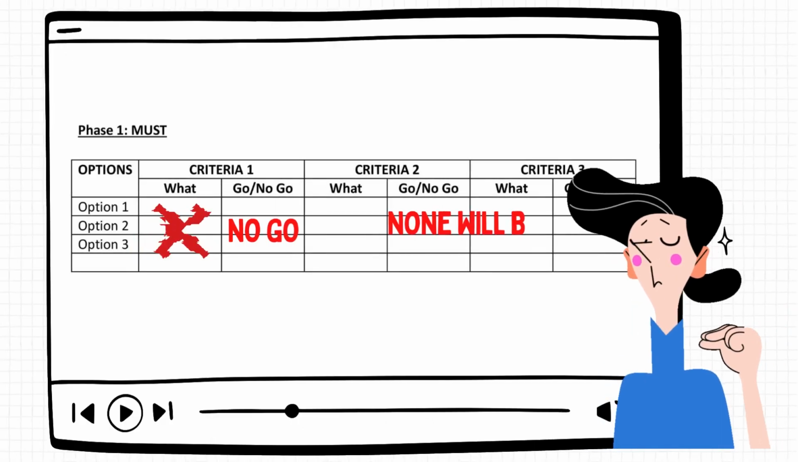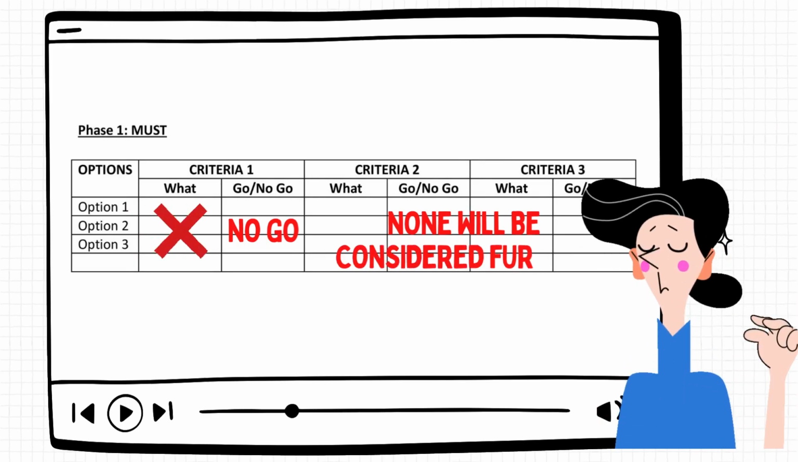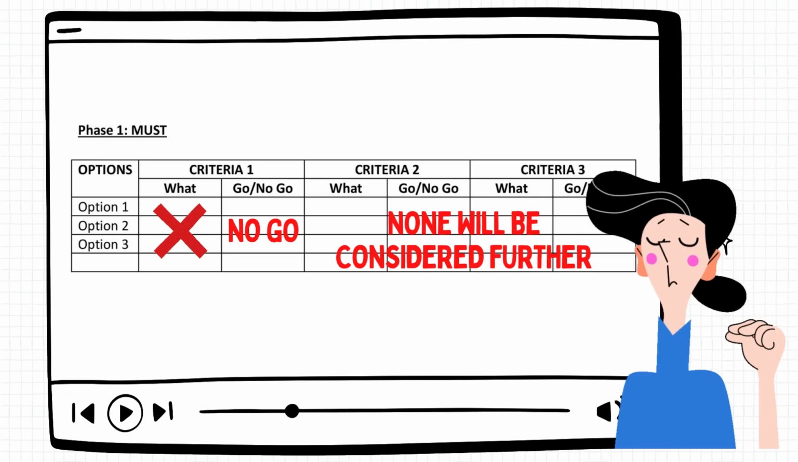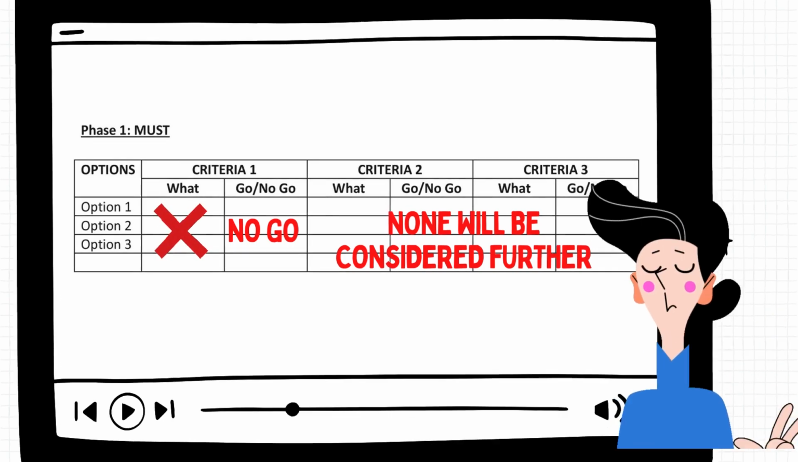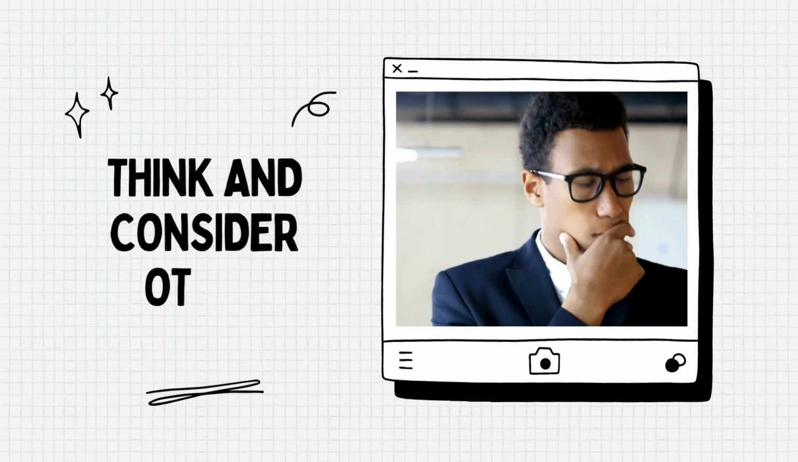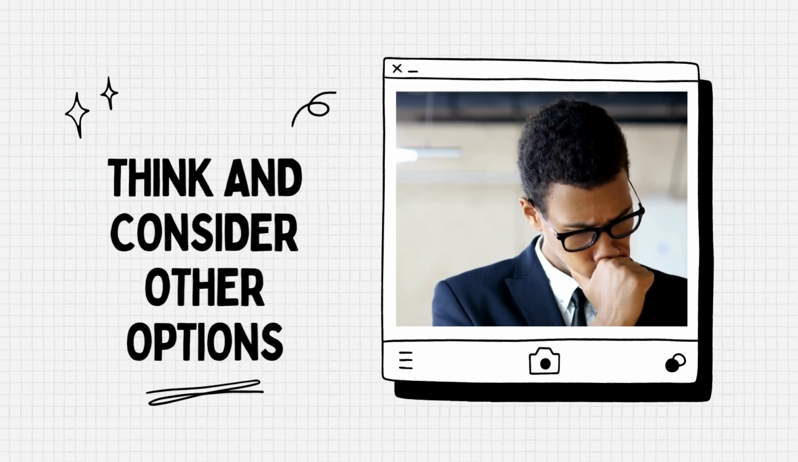On the other hand, if all the options listed have been screened out, then none of the initially listed options is considered further. The decision maker or the recommender of the decision thinks and considers other options to evaluate.